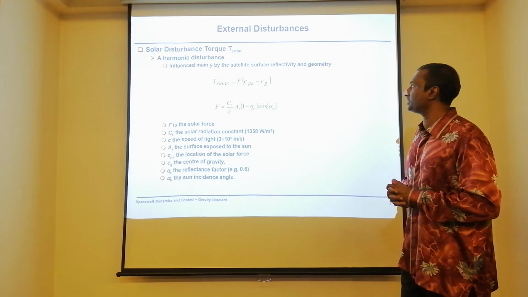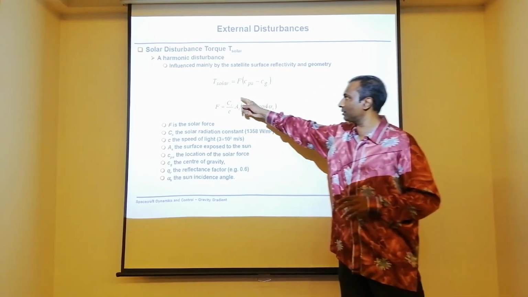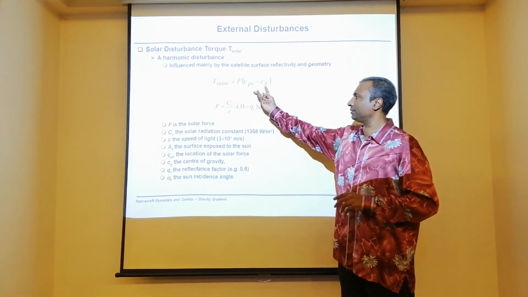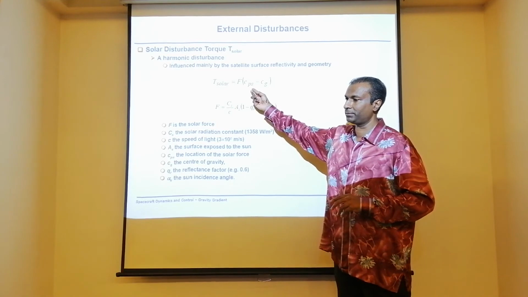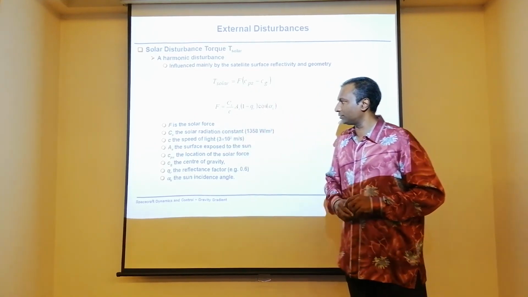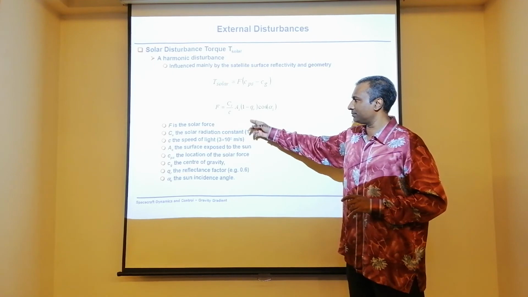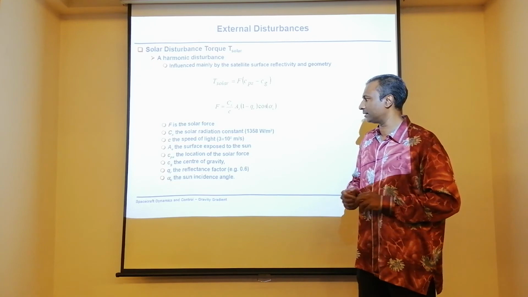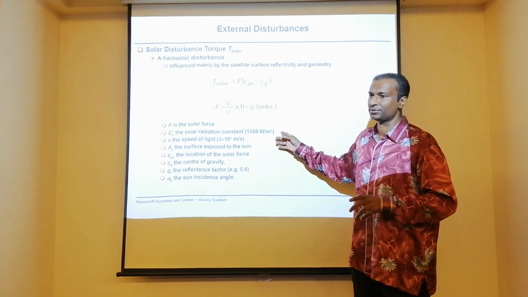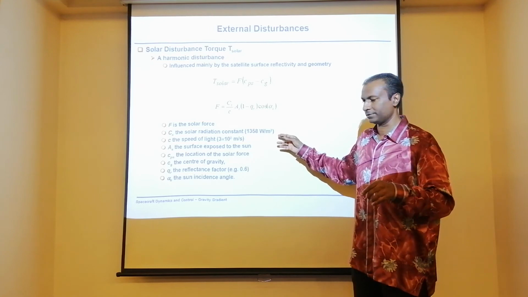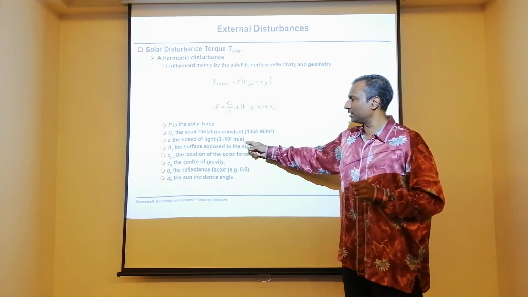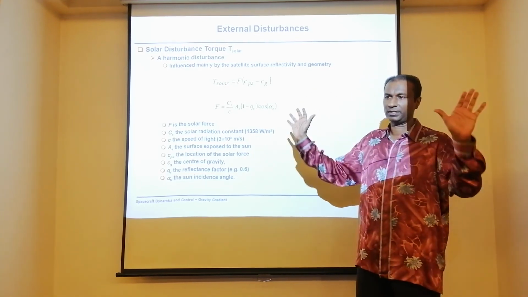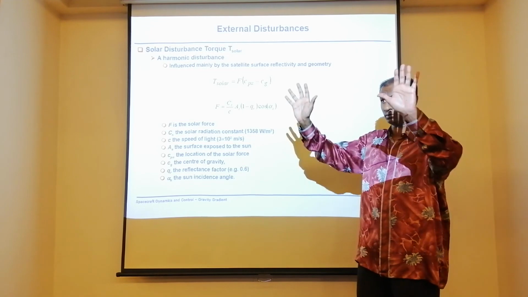It's influenced mainly by the surface reflection and the geometry. So I define the solar torque, force, and again back to where the center of gravity and the pressure point are. The solar force will be defined with Cs as the radiation constant, normally 1358 watt per meter square. If you learn satellite technology, I think you've been exposed to that in the power system. C is the speed of light, and then the surface, how much of the surface of the satellite body is exposed towards the sun.